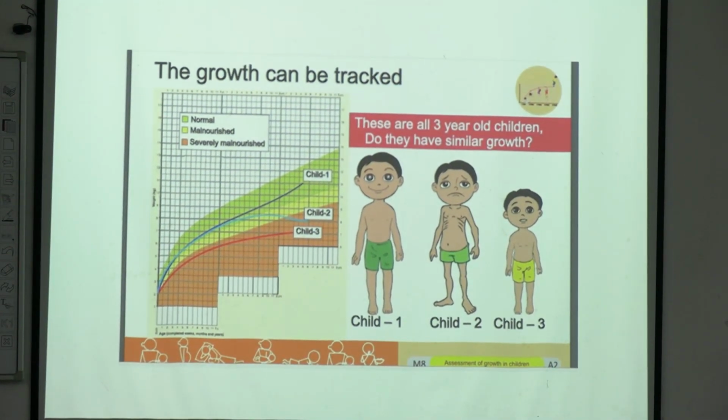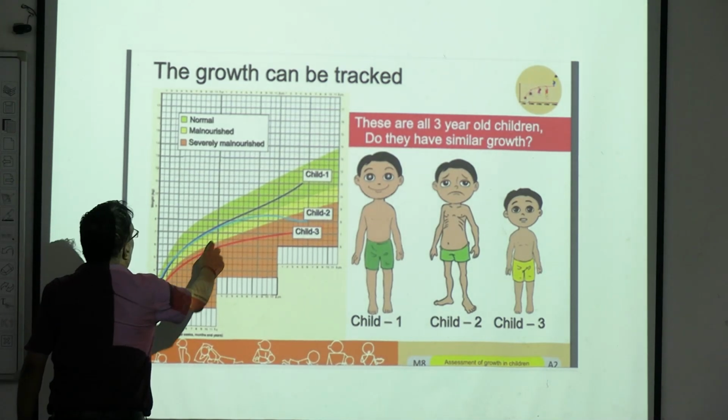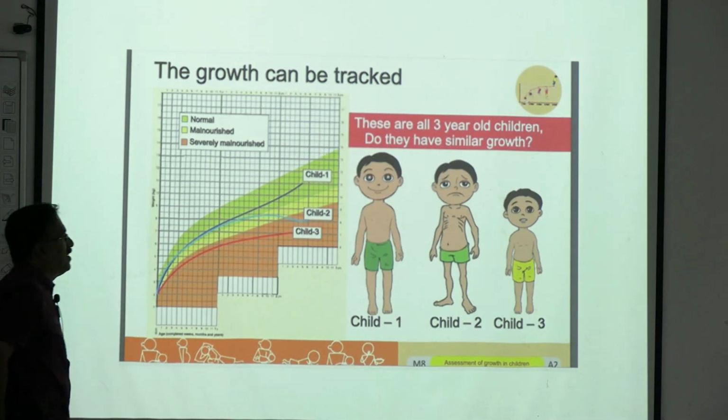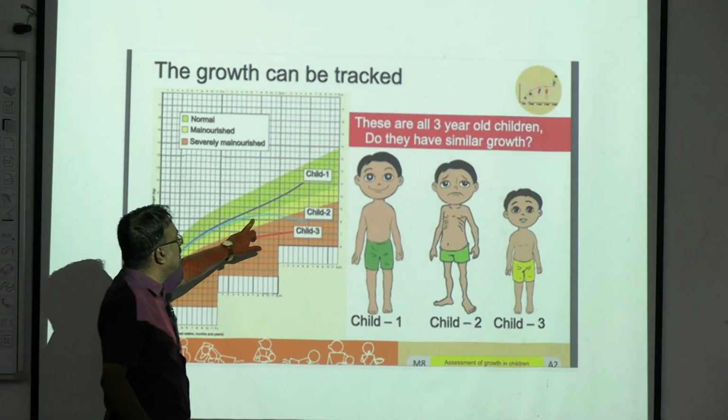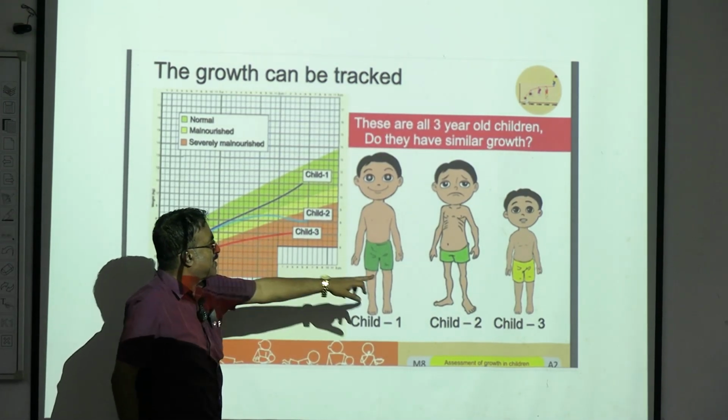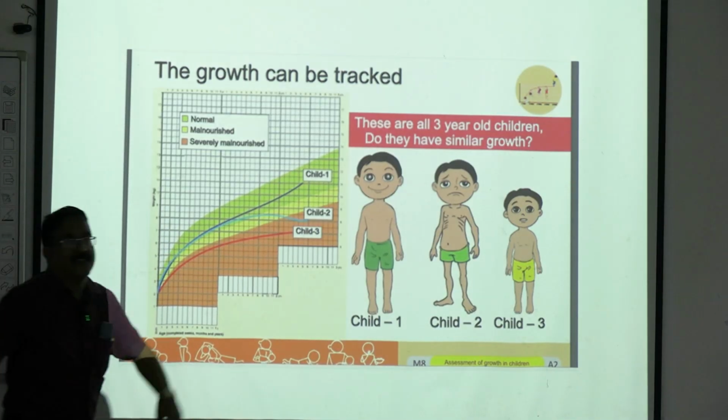What is the difference between child 1 and child 3? Child 3 is stunted. It's not having the same height. Okay. So that is why this is the normal thing. This is malnourished is yellow and red one is severely malnourished. Okay. So this is what is happening. Child 2 is malnourished, but child 3 is severely malnourished. This thing, just remember this.